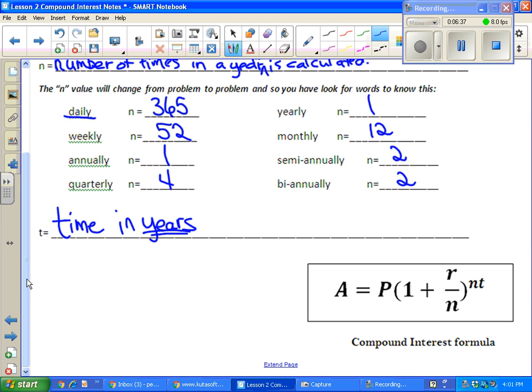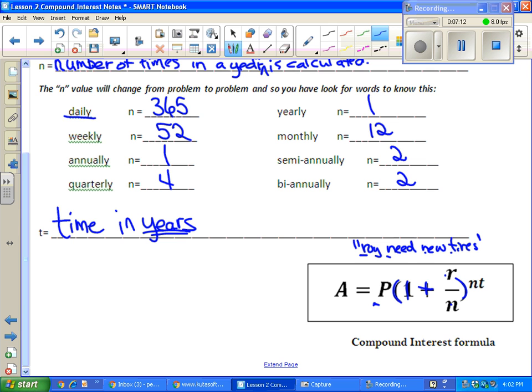Okay, so we have our compound interest formula. We have our P. P is open parentheses. You go 1, 1's built into the formula, plus. Then you have R over N. N times T is an exponent. A lot of times we may call this the Roy needs new tires formula. Roy needs new tires. It just seems to be a nice, easy way to remember, because you do have all of these letters. R over N, and then N times T is your exponent.